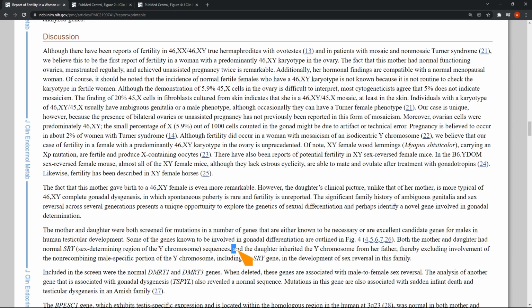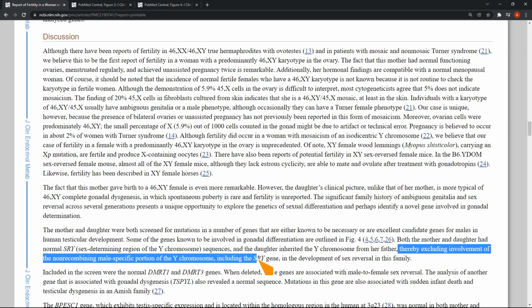So moving on, the daughter inherited the Y chromosome from her father. Obviously, this would be like a 1-to-1 transfer. This is a Y chromosome in her dad that works, has made a sexually productive male, and it was just given to her 1-to-1 to make a female with underdeveloped ovaries. Just wild to me, thereby excluding involvement of the non-recombining male-specific portion of the Y chromosome, including the SRY gene, in development of sex reversal in this family.